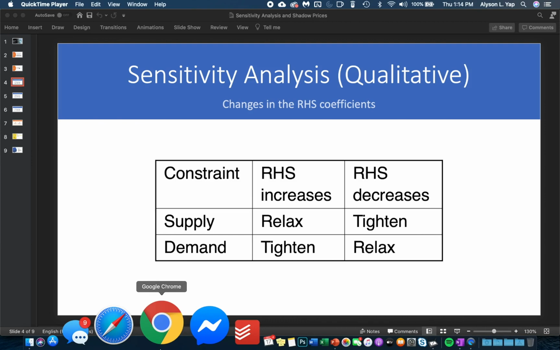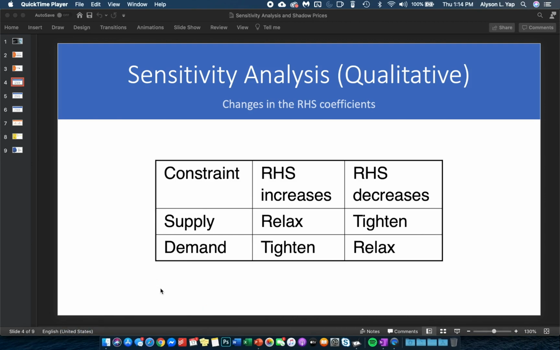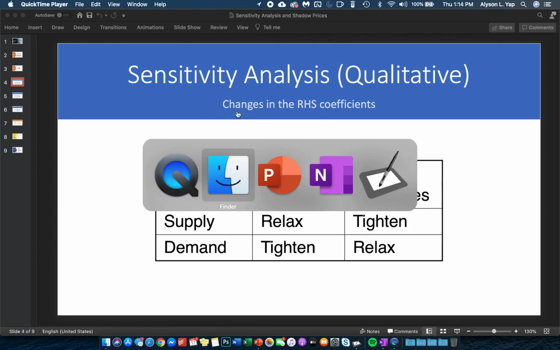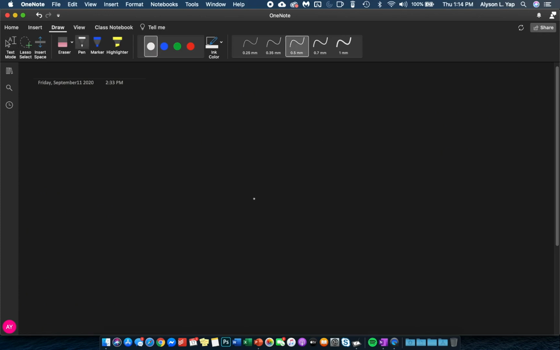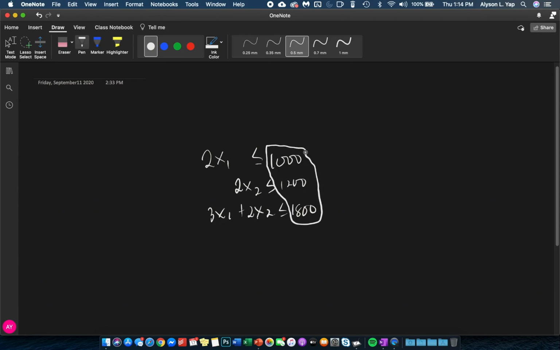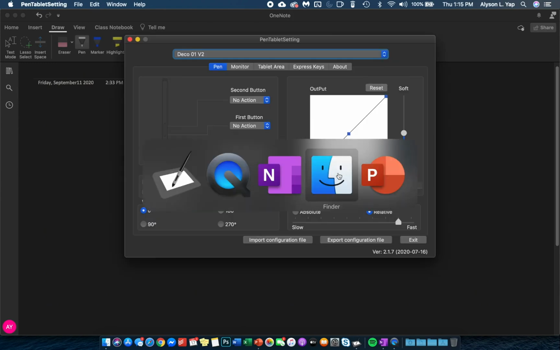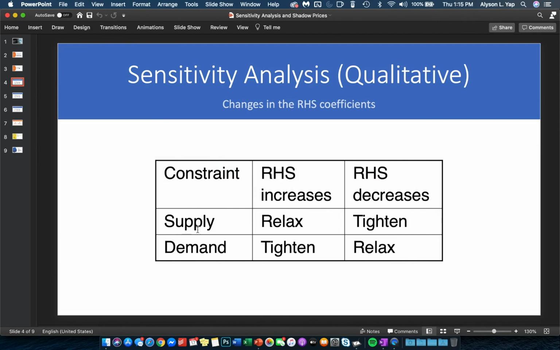There are a lot of changes that can happen in your linear programming model, and the next 3 slides will show you different ways in which you can change your linear programming model. For this slide, we are talking about changes in the right-hand side coefficient. So if you remember your deluxe and blue gadget problem, you have 2x1 less than or equal to 1000, 2x2 less than or equal to 1200, and 3x1 plus 2x2 less than or equal to 1800. In this case, we are talking about changes in your right-hand side, whether you increase or decrease it. Now, if your constraint is a supply constraint and the right-hand side increases, then that is a relaxing change.